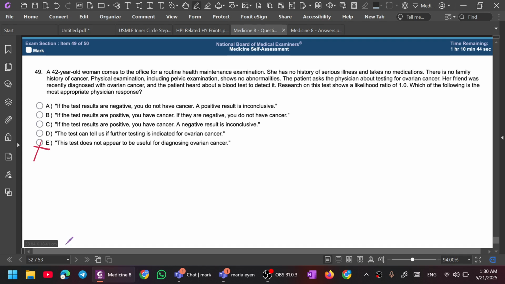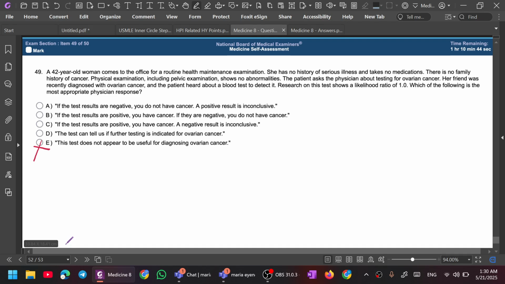Wait, let me read it again. Positive likelihood ratio: a patient with the disease will have a positive result, and a patient without the disease will have a positive test result. Okay, so it's the positive. It can be calculated by dividing the sensitivity by 1 minus specificity.